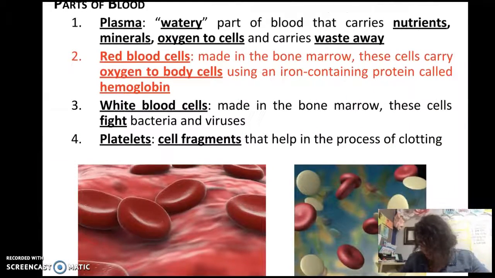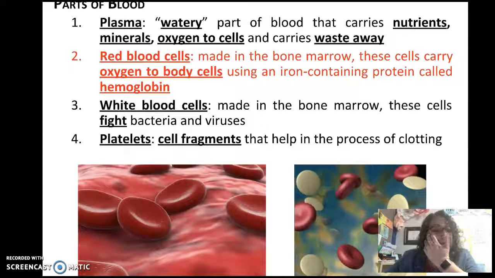There are 4 parts of your blood. There's plasma, red blood cells, white blood cells, and platelets. You're not going to be tested on the parts of your blood, but I want you to know that plasma is the watery part. Maybe you've heard of plasma donations. People can donate their plasma for money if you're an adult. And that is the watery part. If you donate plasma, you have to do a lot to rehydrate your body. This is the part of the blood that carries nutrients, minerals, oxygen, and waste.